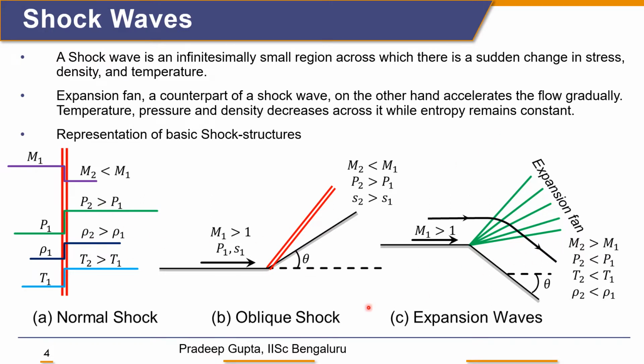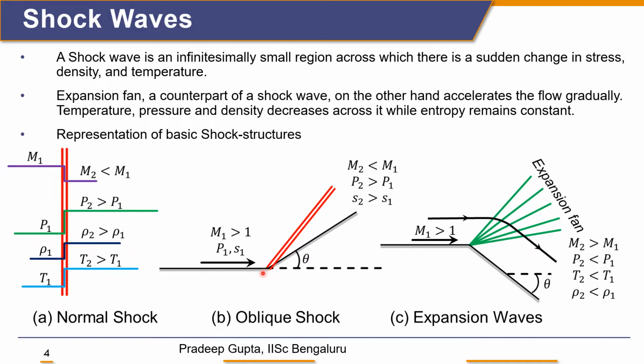These are the three representations of shock structure. The first one is called the normal shock. There is a significant change in the velocity. Here the Mach number is more than 1. That means the flow velocity upstream is more than the speed of sound, and as it encounters the normal shock, the velocity reduces to subsonic. That means the velocity reduces to less than the speed of sound. On the other hand, the pressure, density and temperature increase across the normal shock.